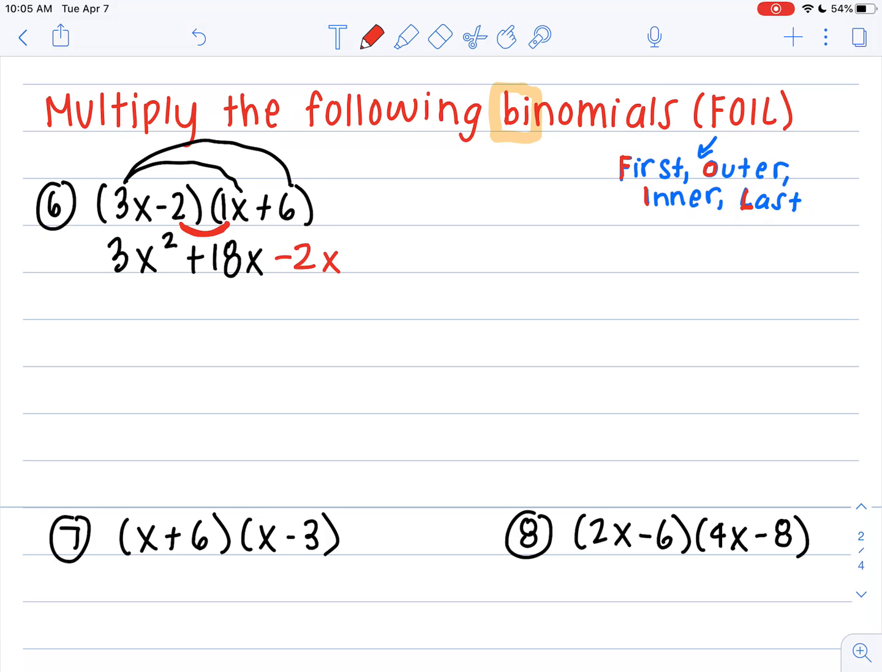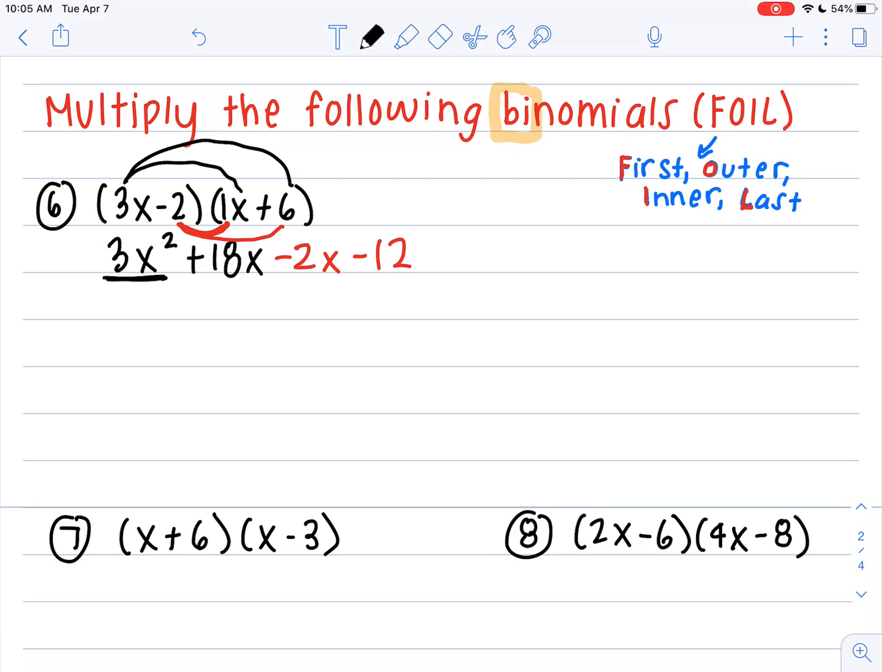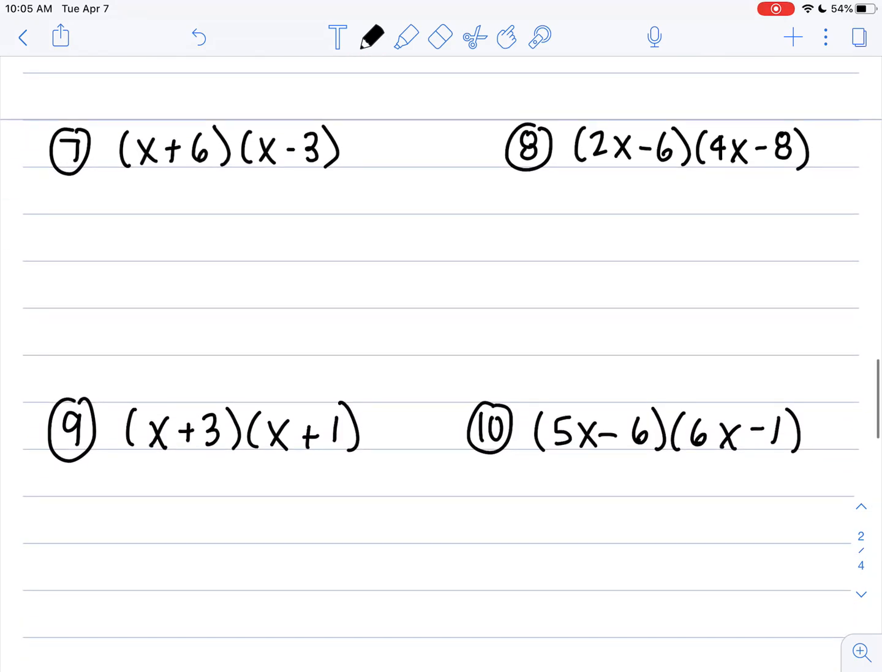And then the last numbers of each set, which is negative 2 and 6. So negative 2 and 6 are the last 2 numbers of each of those parentheses. So negative 2 times 6 is negative 12. Okay, now there's nothing we can combine here, so 3x squared comes down. But we can do 18x minus 2x, which is 16x, and then minus 12. We can't combine anything else. X squared, x, and 12, they don't have anything in common. They would all have to have the same variable. So we can't combine any of those, so that's our final answer.